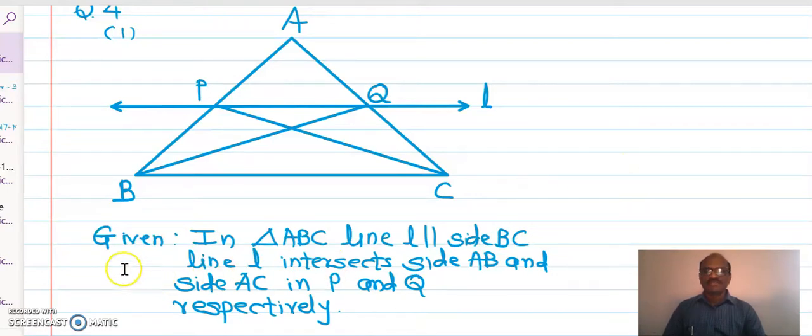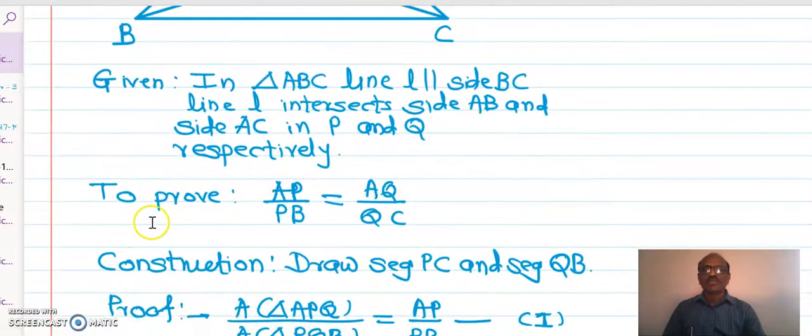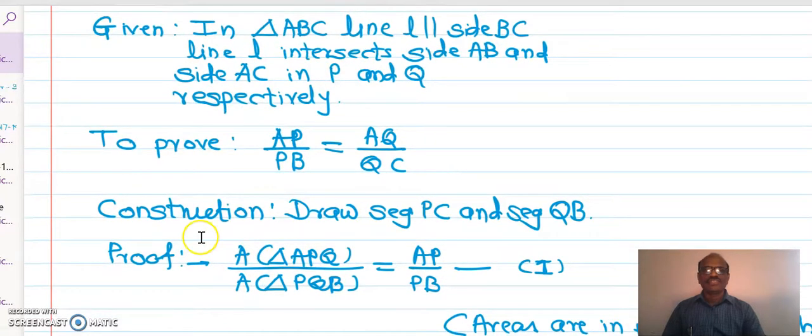Now the given: in triangle ABC, line L is parallel to side BC. Line L intersects the side AB and side AC in P and Q respectively. To prove that AP upon PB is equal to AQ upon QC. Construction: draw the segment PC and the segment QB.